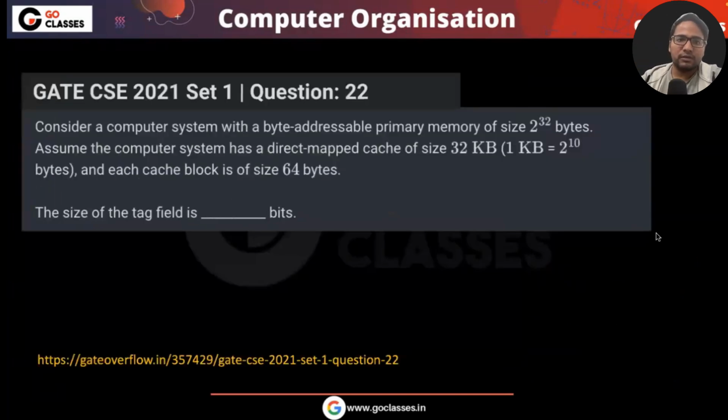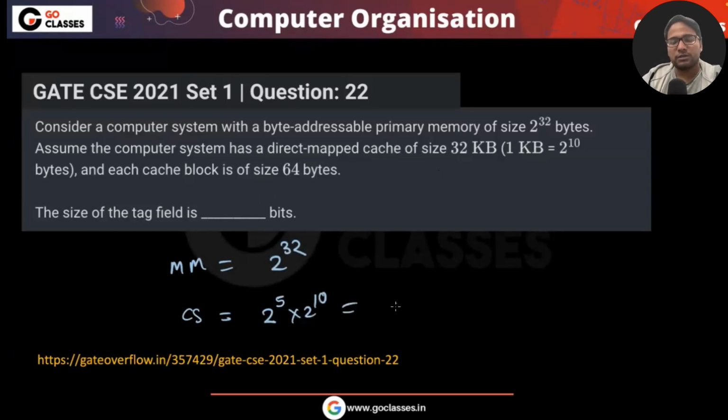Let's see this question. What are they saying? This is byte addressable, then 32 bits. Main memory size is given to be 2 power 32. Assume that it is direct mapped. Cache size is directly given to you. It is 2 power 5 into 2 power 10, right? Which is 2 power 15, right?